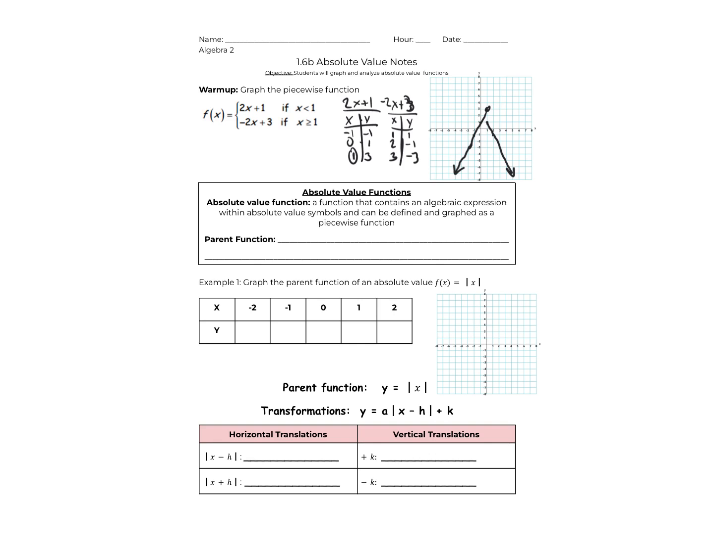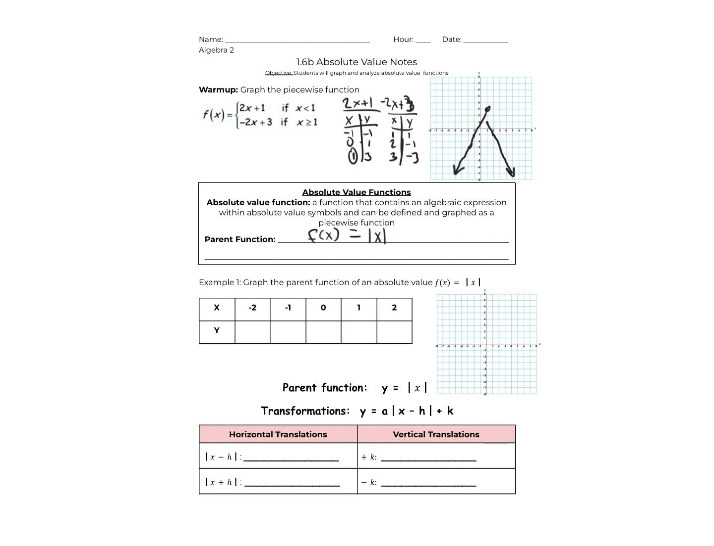Alright, so today we're going to turn our attention to absolute value functions. An absolute value function is a function that contains an algebraic expression within absolute value symbols and can be defined and graphed as a piecewise function. And the parent function of an absolute value function is f of x is equal to the absolute value of x. So we're going to graph the parent function of absolute value, and we're going to do that by making a table.